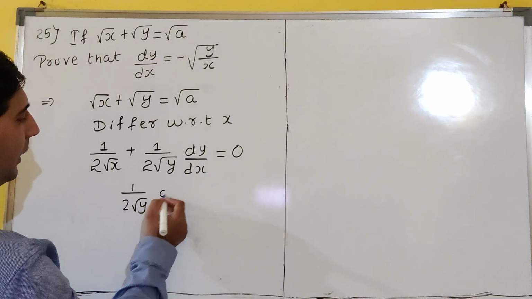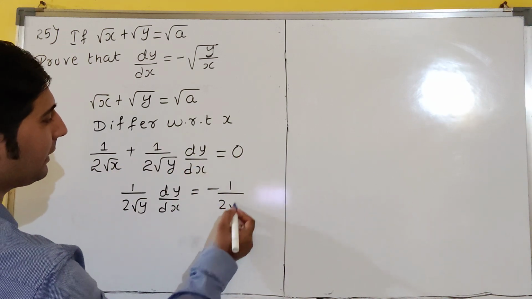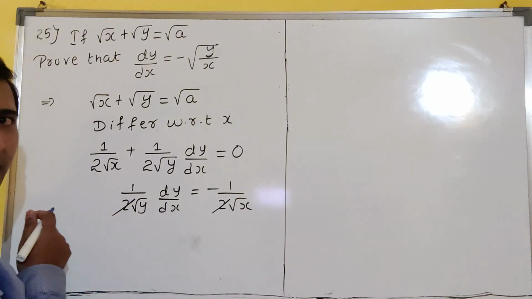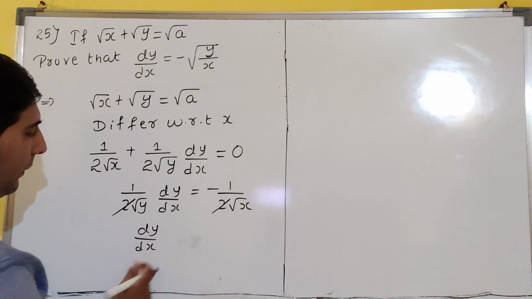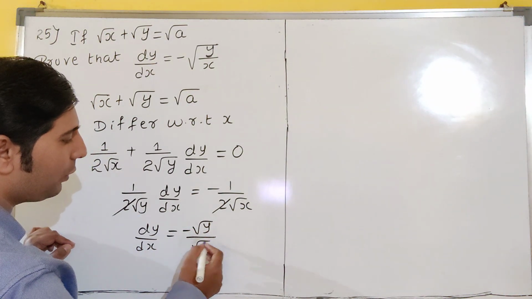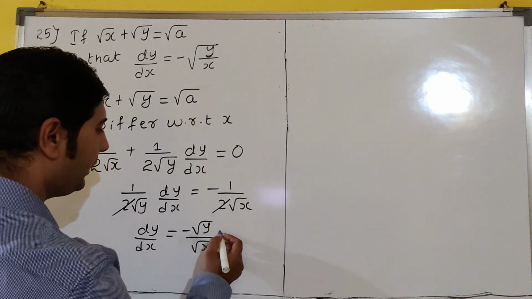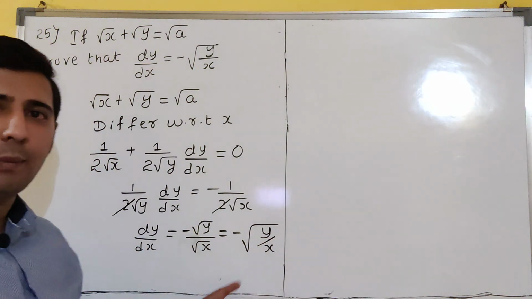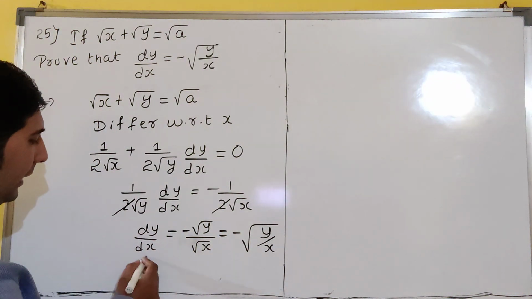What you will get? Plus will become minus if you take it on the RHS. Minus 1 by root x. The 2 gets cancelled. Root y, cross multiply here. Dy by dx into root y is minus 1 by root x. So dy by dx is minus root y whole divided by root x. Root belongs to y and x both, so I can combine together and write minus root y by x.